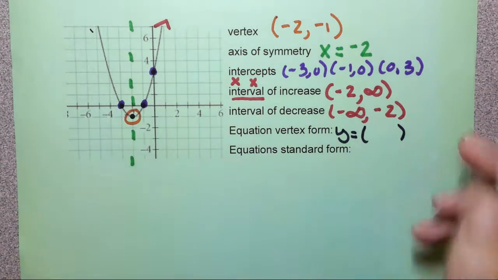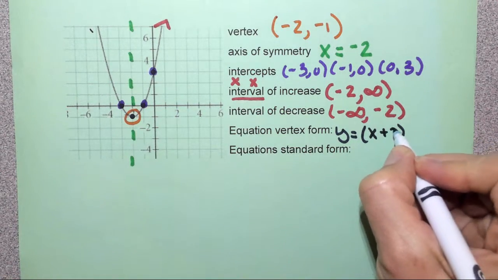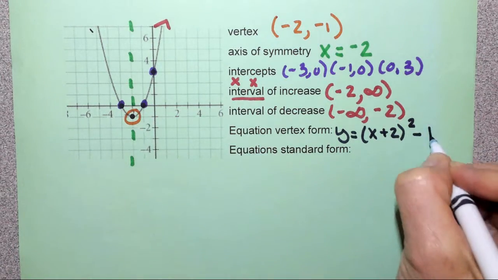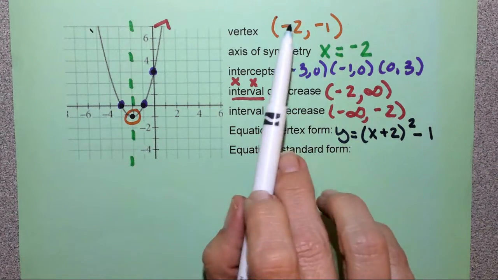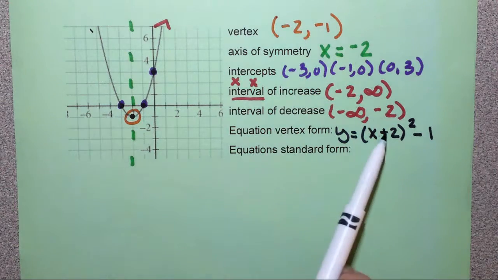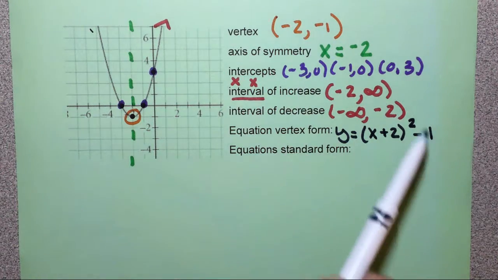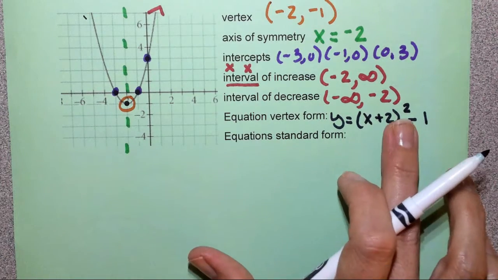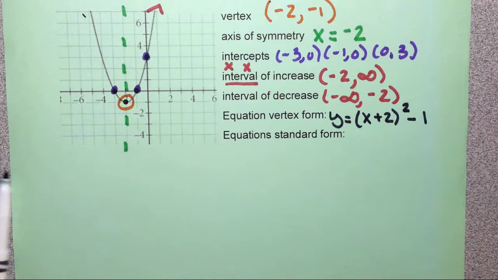Because I went left 2 inside here, I'm going to have a +2, because we always do the opposite. Because I went down 1, I'm going to have a -1. So I take whatever the vertex is, and I put the opposite in for the x, and then I bring down the y. When they ask you to take an equation from vertex form to standard form, all we're going to do is get rid of the parentheses.